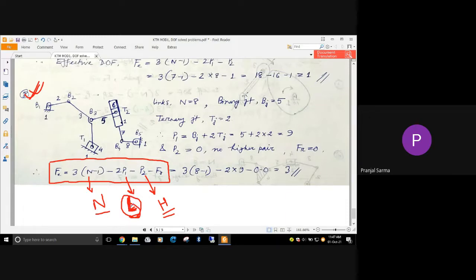But what is the meaning of lower pair? That I am asking. What type of contact? Surface contact. Yes, correct. So in that particular case, hinges also make a lower pair only. So first and foremost, we should be able to find out the different links.